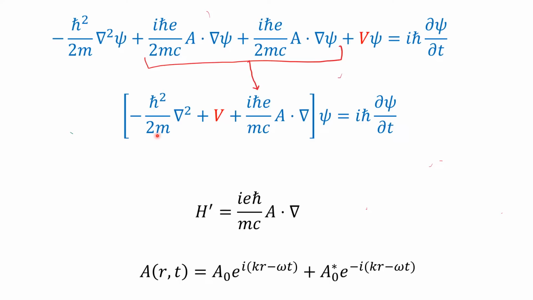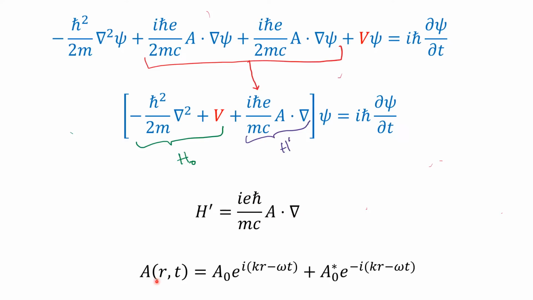Now, the first two terms are the unperturbed Hamiltonian. This is the perturbed Hamiltonian. See, we have assumed that the electromagnetic field is weak compared to this potential V. So this electromagnetic field we are taking as a perturbation. The vector potential is related to the electromagnetic field, so it is the amount of perturbation. That is, H prime is equal to i e ħ over mc A dot del.